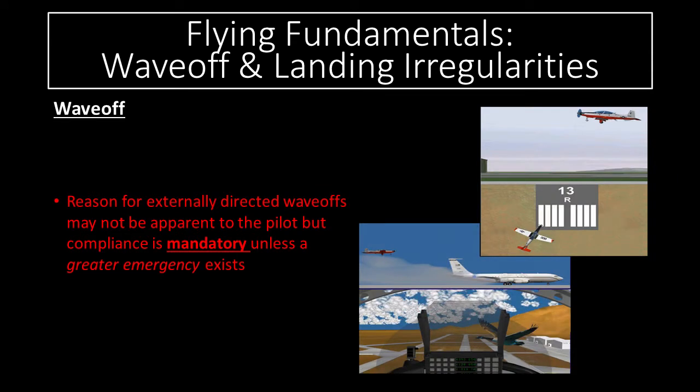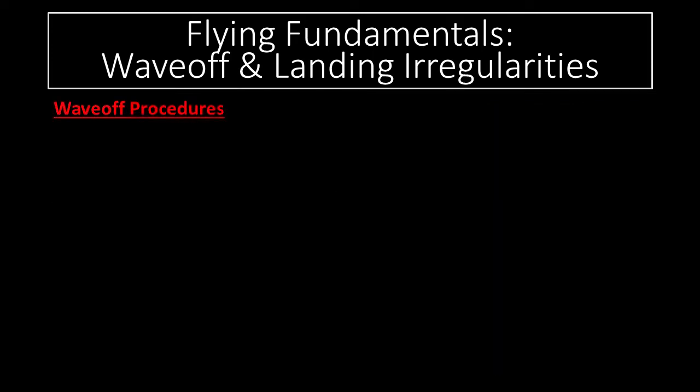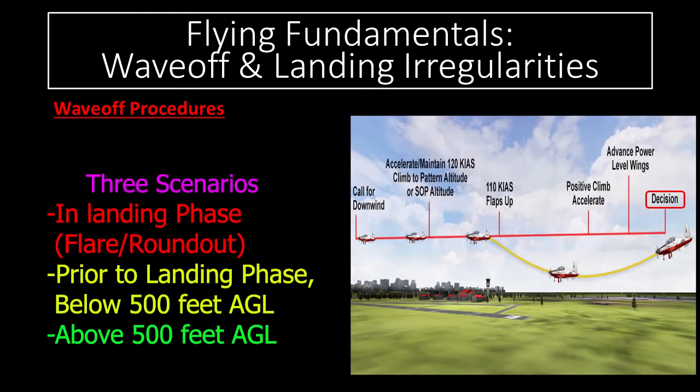The reasons for externally directed wave-offs may not be apparent to the pilot. Unless a greater emergency exists, compliance is mandatory. Once the decision to wave off has been made, do not make any further attempts to salvage a bad landing. There will be three scenarios we will discuss today: a wave off at a flare/round out, a wave off/go around prior to the landing phase but below 500 feet AGL, and a wave off/go around above 500 feet AGL.